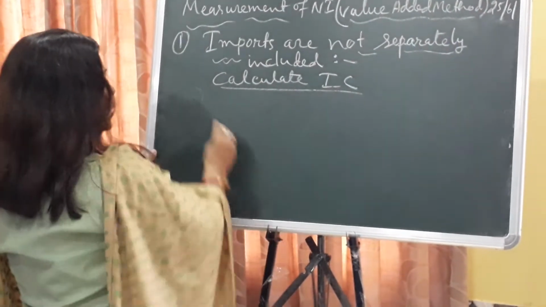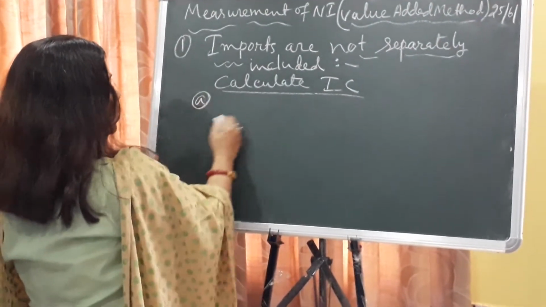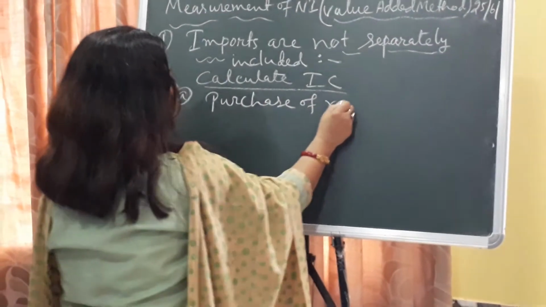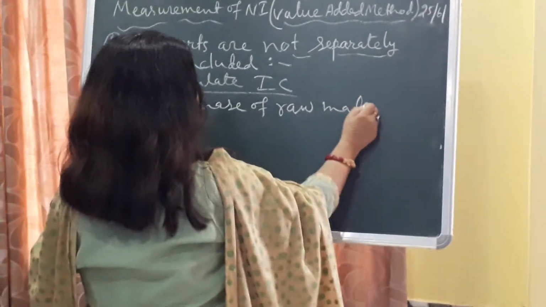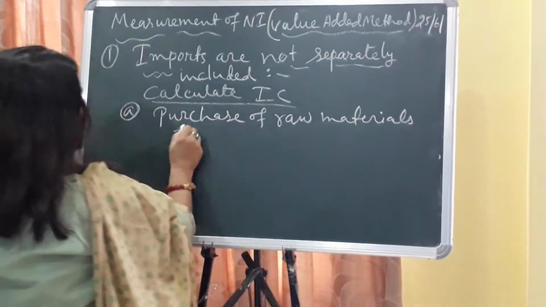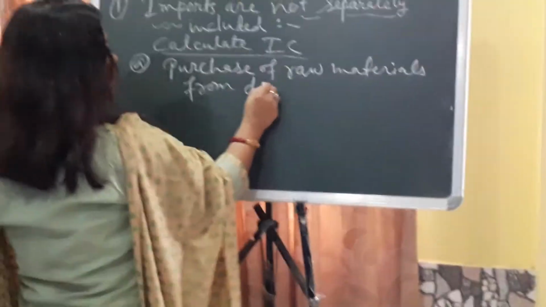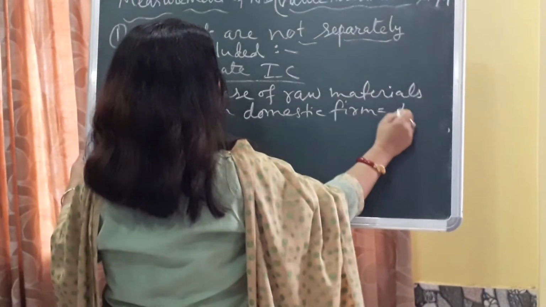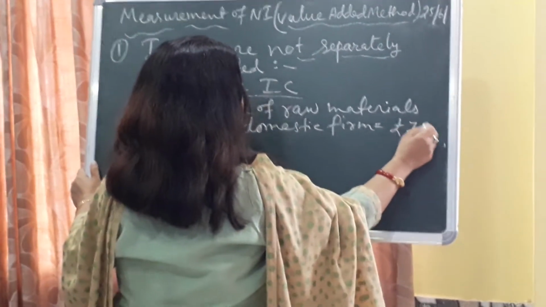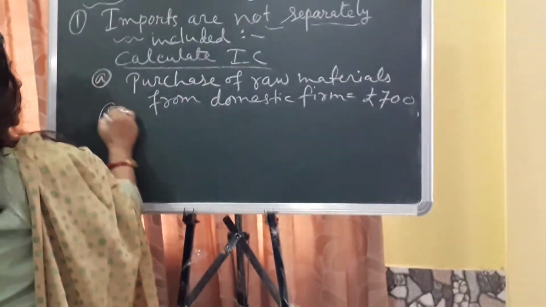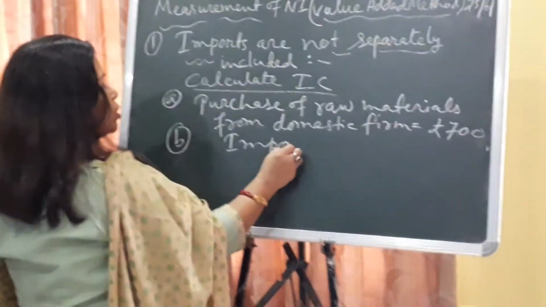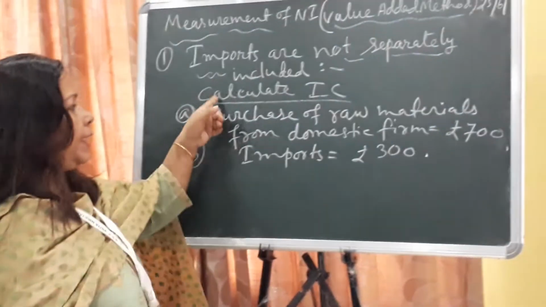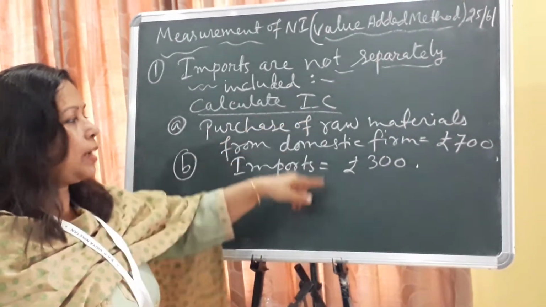Now next, calculate intermediate consumption. Number A, purchase of raw materials from domestic farm equal to rupees 700. Number B, imports equal to rupees 300. Now you calculate intermediate consumption. So what will be the answer?